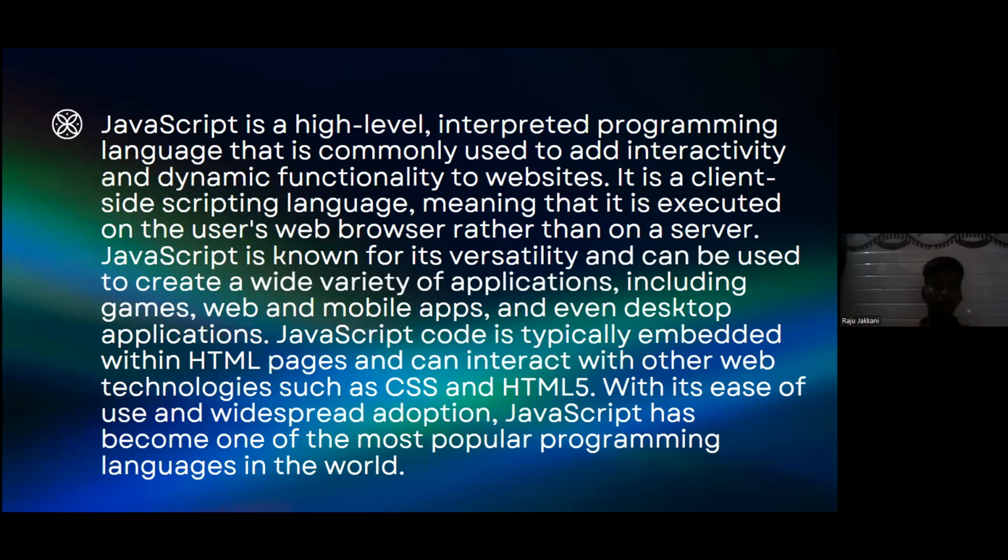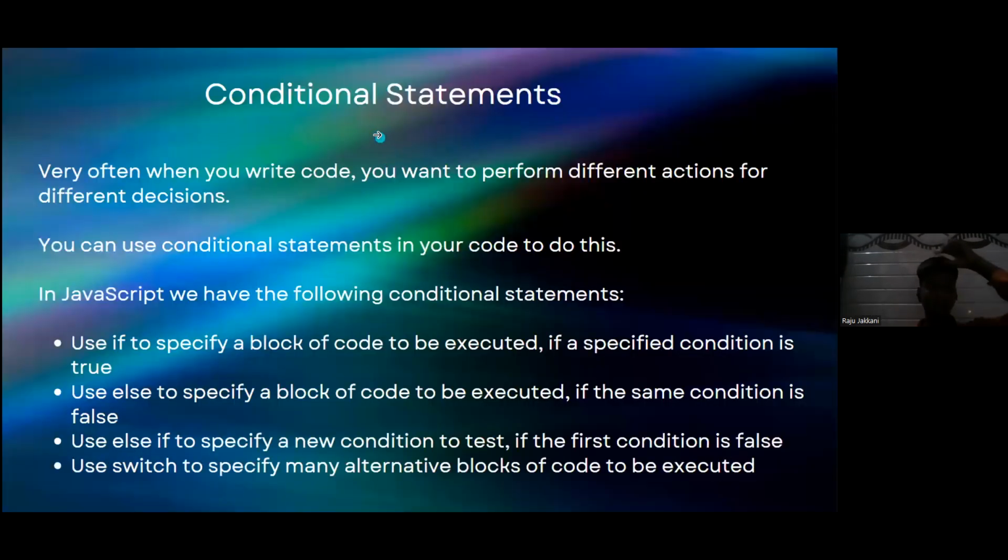Now I'm going to talk about the control structures in JavaScript. First of all, there are three main types of control structures in JavaScript: conditional statements, loops, and functions. Now I'm starting with the conditional statements. Conditional statements are used to perform different actions based on different conditions. The most common type of conditional statement in JavaScript is the if-else statement.